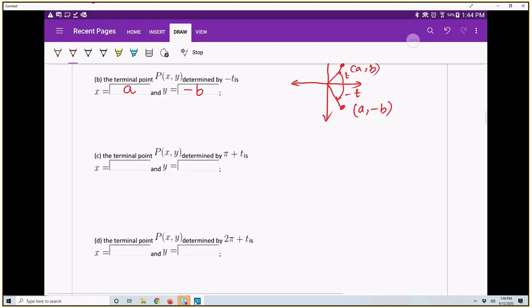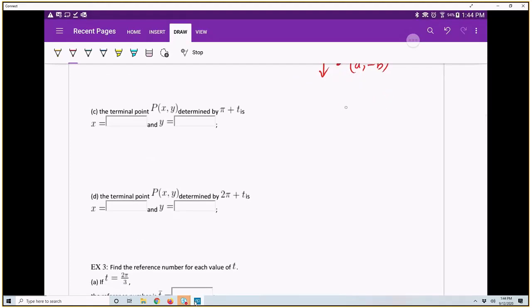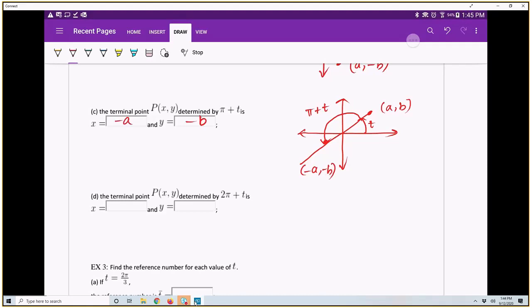The next one is pi plus t. For this one, you can start with t in the first quadrant, and then you have to rotate it by pi in the positive direction. So this is t at a, b. Pi should take me here in the third quadrant where I know both of my coordinates are negative. So it's negative a comma negative b. So x is negative a, y is negative b.